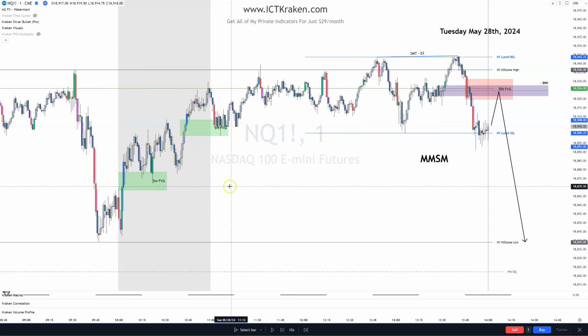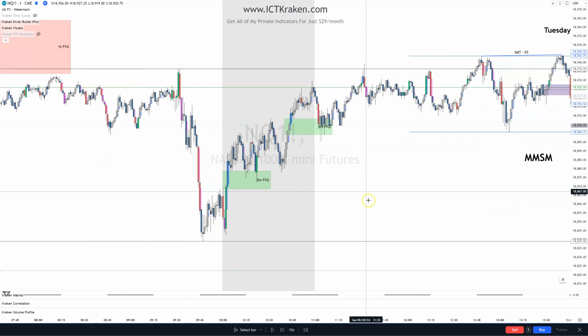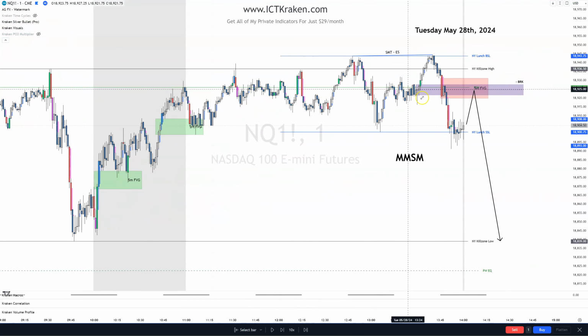Okay, so like we saw earlier today, or yesterday's video, I think it was yesterday, this was our trade for the AM. This was a market maker buy model. So this is the buy side of the curve. Well, if this rolls over, this would be the sell side of the curve. So this right here would be a market maker sell model. This right here was a market maker buy model. Just kind of showing you what I'm looking for here.